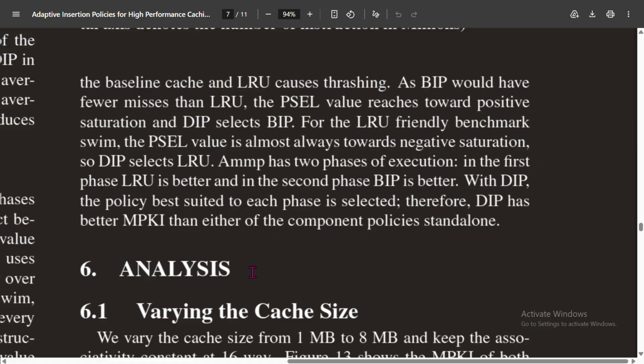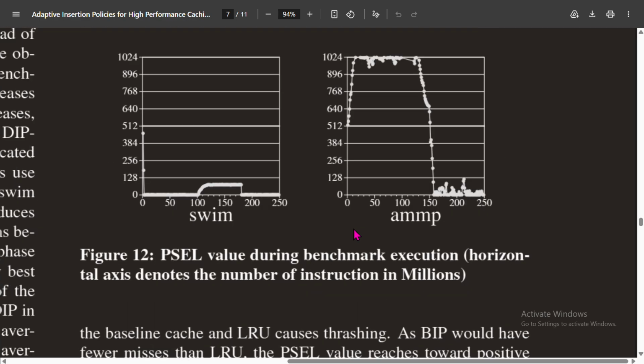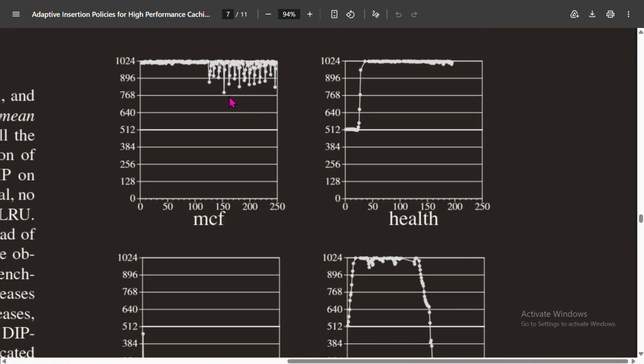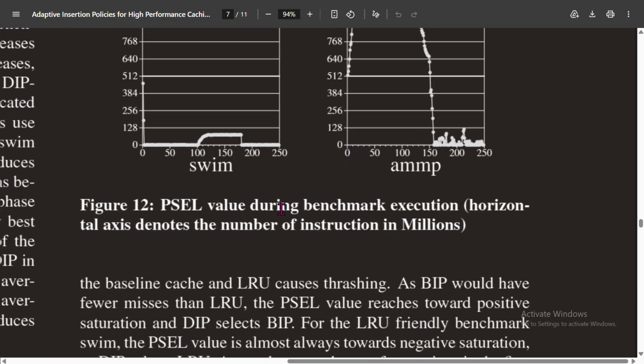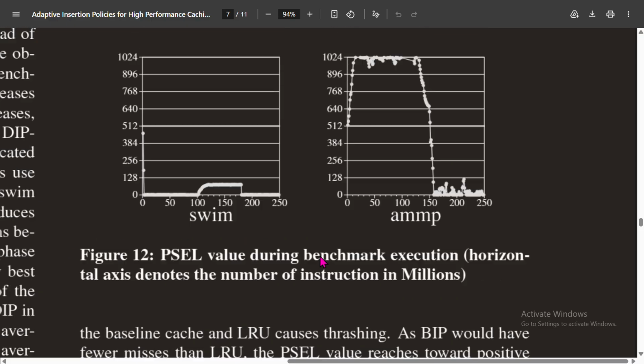ammp has two phases of execution. In the first phase, LRU is better, and in the second phase, BIP is better. With DIP, the policy best suited to each phase is selected. Therefore, DIP has better MPKI than either of the component policies standalone. PSEL value during benchmark execution. Horizontal axis denotes the number of instructions in millions.